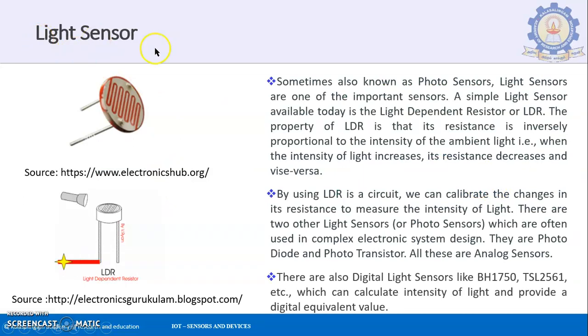Okay. Next one is a light sensor. It is also known as the photo sensor. We saw this example earlier. Light sensors are one of the important sensors, and a simple light sensor is the LDR.